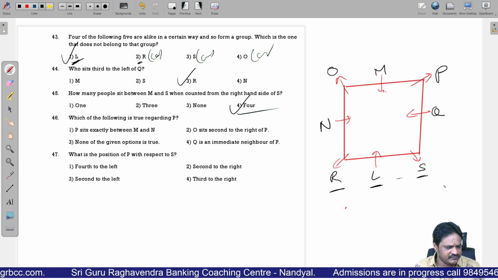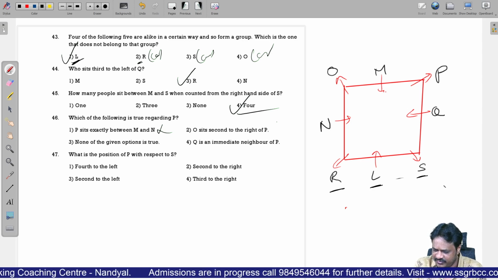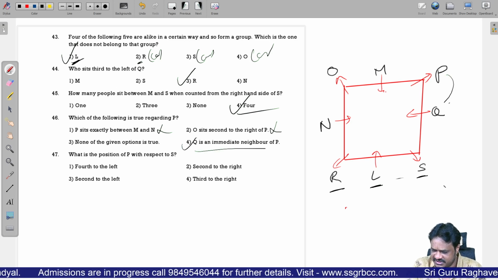Then, which of the following is true regarding P? P is exactly in between M and N, not correct. O is sitting second to the right of P, that is second to the left, so that is also not correct. Q is the immediate neighbor of P, that is definitely correct.